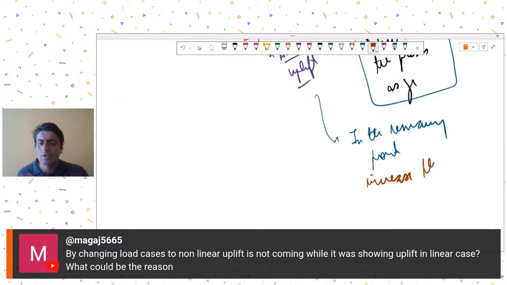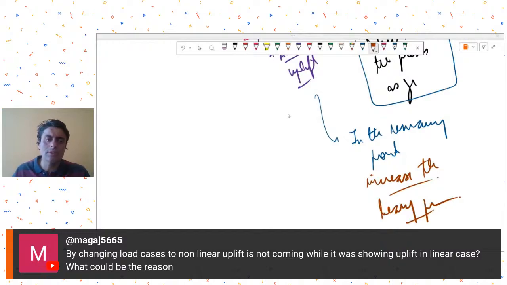So if you run a non-linear case and allow the uplift option, it will make the zone or portion of the footing where there is uplift zero, and it will increase the pressure in the other regions. That is the reason why the software is not showing you uplift, because it has made it zero.